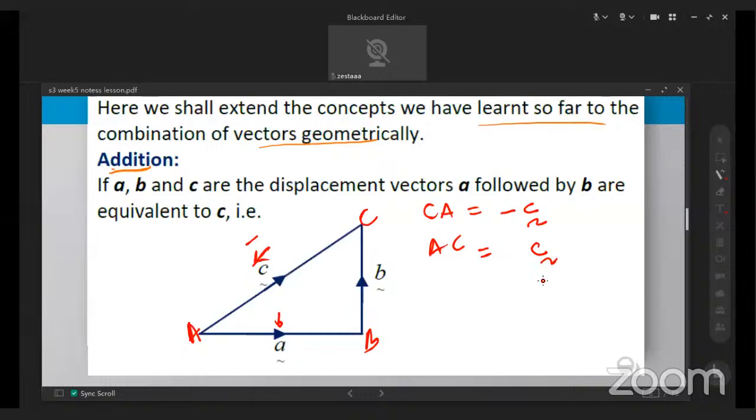But the same thing happens here. If I am moving from B to C, this will be positive B. But if I am moving from this side, from C to B, this will be negative, meaning I am moving in the opposite direction. That's what it means. So that's when we bring in the negative.